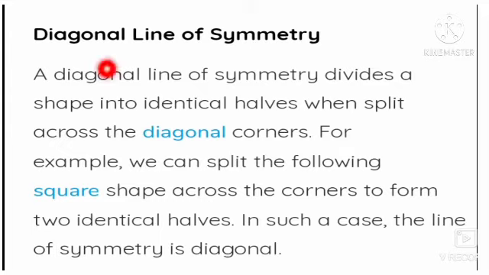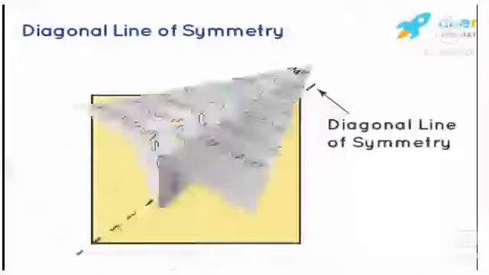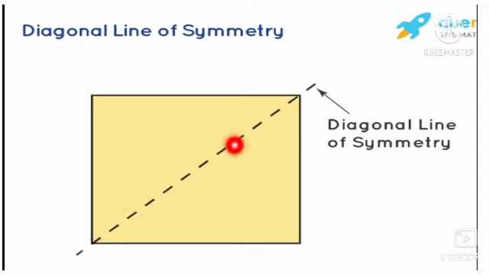What is diagonal line of symmetry? A diagonal line of symmetry divides a shape into identical halves when split across the diagonal corners. For example, we can split the following square shapes across the corners to form two identical halves. In such a case, the line of symmetry is diagonal. Yes, here the line of symmetry divides the square into two equal halves diagonally. So the line of symmetry is said to be diagonal line of symmetry.